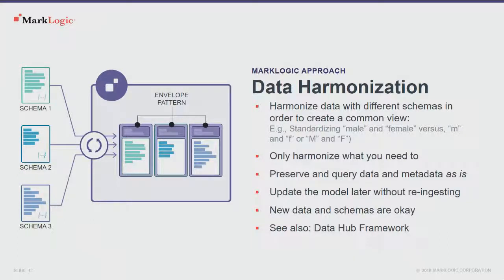MarkLogic's approach to data harmonization is to take documents from different sources, heterogeneous, overlapping data, and harmonize them into an envelope document. It's called an envelope document because you're taking the source, you're wrapping it in an envelope, and then you're promoting the canonical transformed data into the top of the envelope, and you're keeping the rest of the data, the raw source, in the bottom of the envelope.